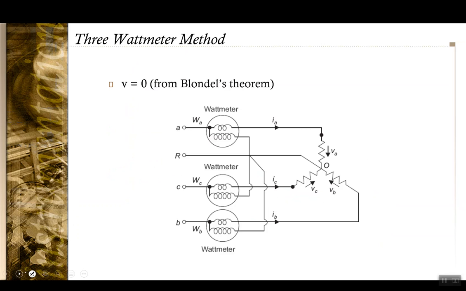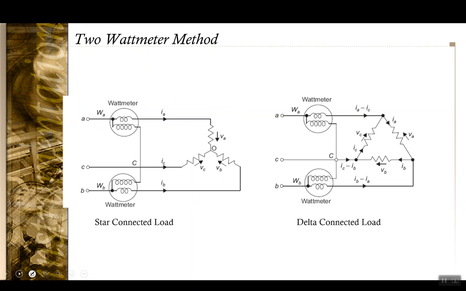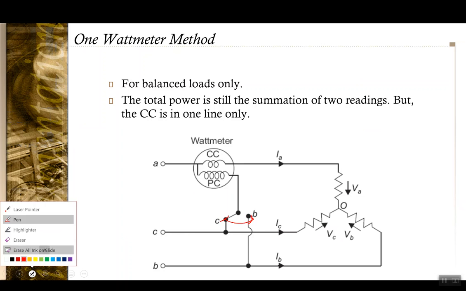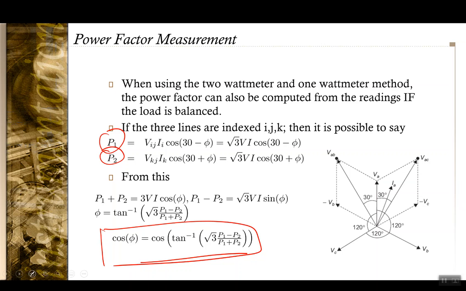Okay, there is a 3 wattmeter case, and this is a 2 wattmeter case in a star connected or delta connected load. And this is a 1 wattmeter case where you change the connections and use the same wattmeter. In case of a balanced load, you can even use 2 wattmeters and take the 2 readings, and from those 2 readings you can find the power factor of the load. However, it is necessary that this is a balanced load.